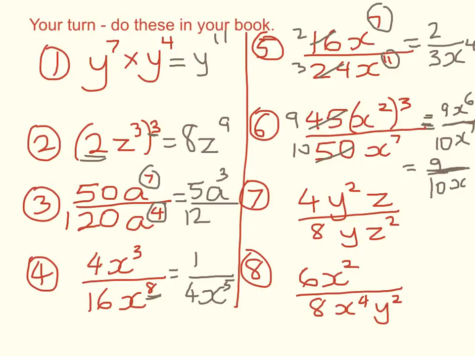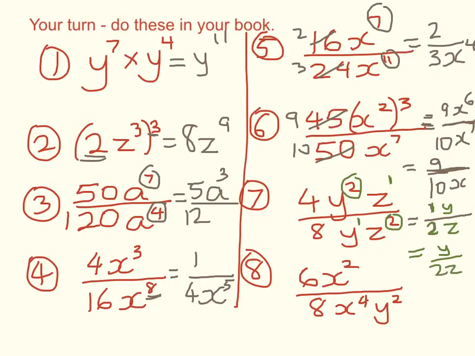Right, number 7 has got numbers, y's and z's, so we deal with each in its turn. So 4 over 8 is 1/2. I've got y squared over y, so that's y in the numerator. And I've got z over z squared. So that's an invisible power 1 there, just as it is here. So this is z here. Now I've got 1y over 2z. Remember, 1s are often invisible in algebra, so it's just y over 2z.